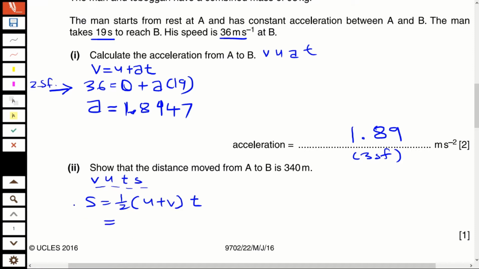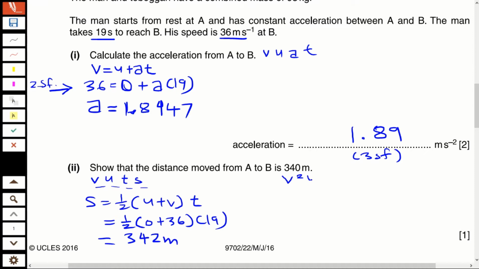There are actually many more SUVAT equations you can use, but here I'll just use initial is 0, final is 36, time is 19. So that should get you 0.5 times 36 times 19, 342 meters exactly. Wow. The question is, can you use another SUVAT equation and get the same thing?